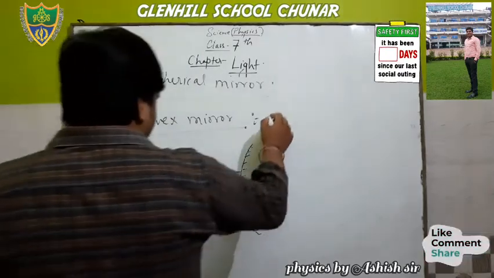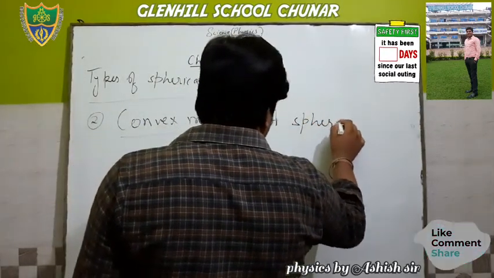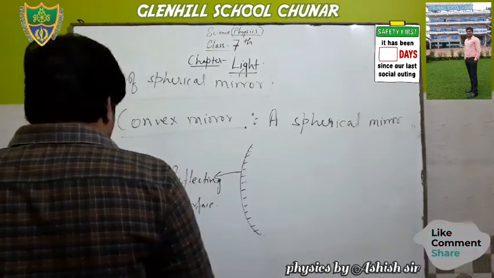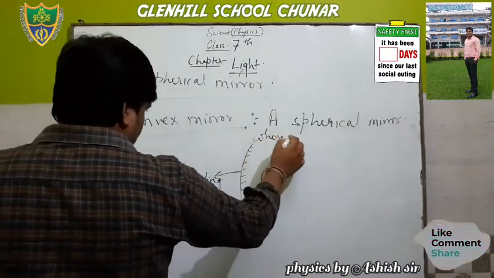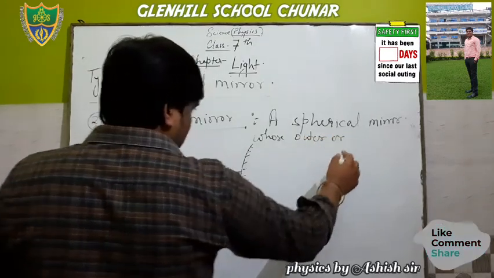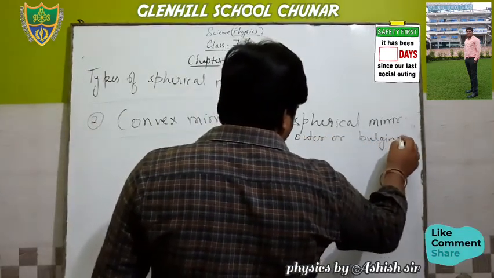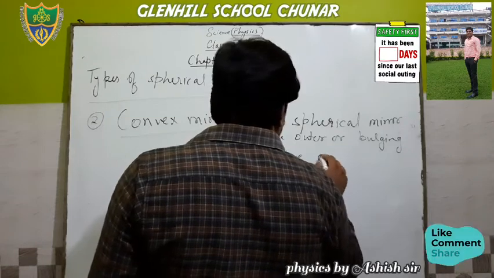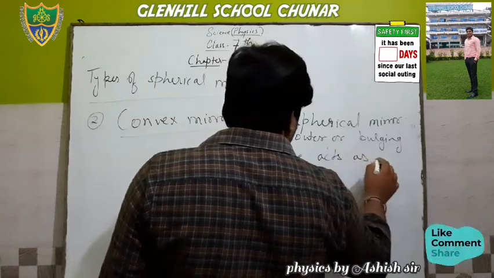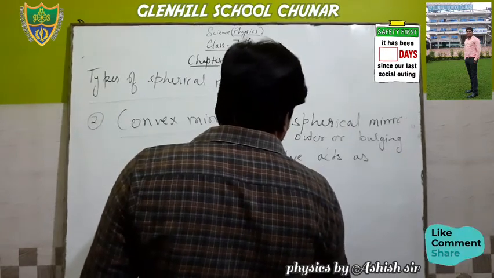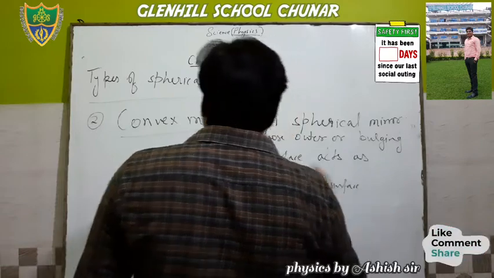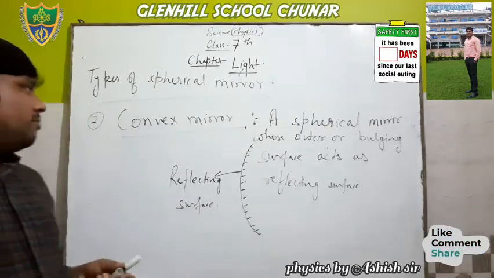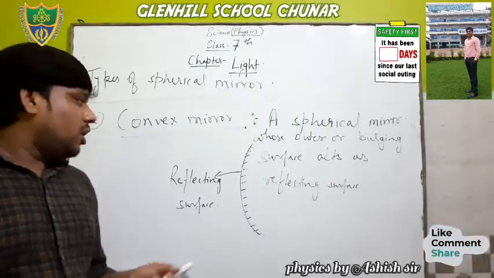So write it here: a spherical mirror whose outer, bulging surface acts as the reflecting surface is known as a convex mirror. Clear, all of you? Okay. Note down this.